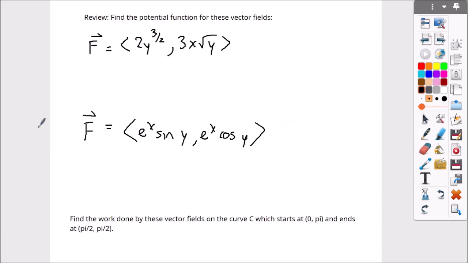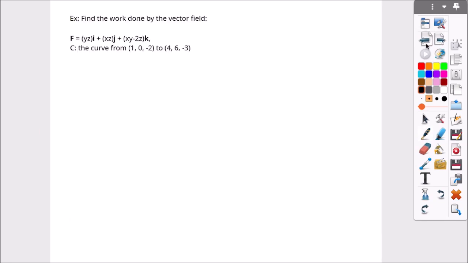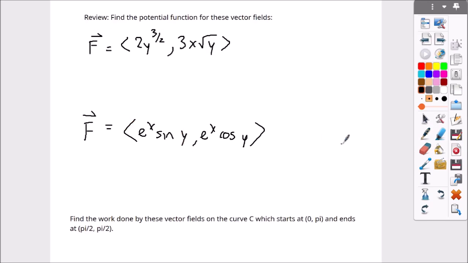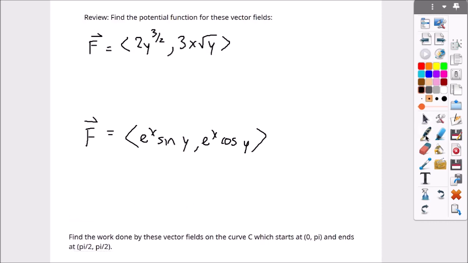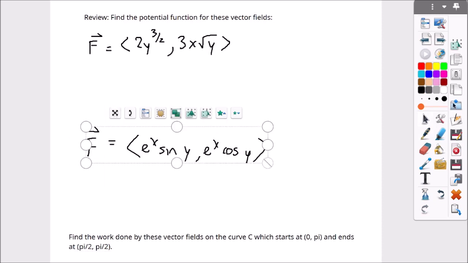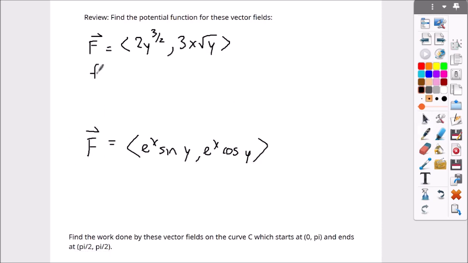So here's some review. We're going to find the potential function for these vector fields. And oh gosh, we have a lot of problems today. This is review. We already did this in 5.1, I think. So let's do it. We're going to say that f sub x is equal to 2y to the 3 halves, and f sub y is equal to 3x times square root y.